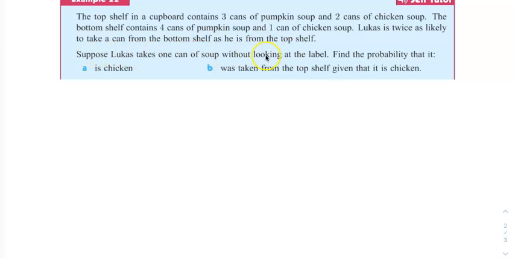Suppose Lucas takes 1 can without looking at the label. Find the probability that it is chicken. It was the top shelf. So this is like a Venn diagram. No, sorry, not a Venn diagram, a tree diagram.